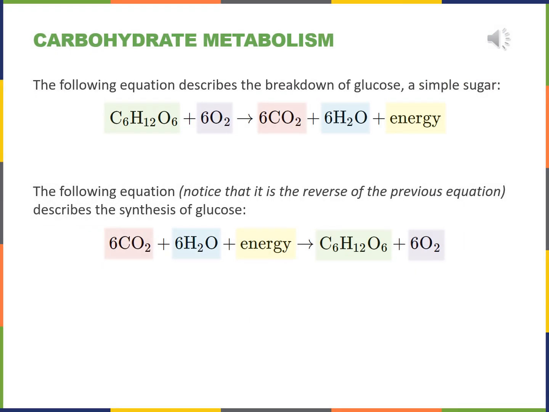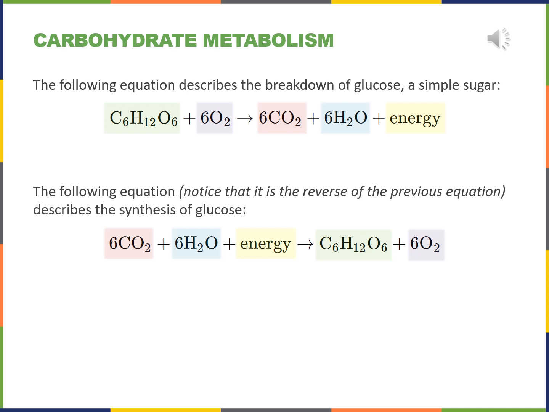Carbohydrate metabolism. Sugar is a simple carbohydrate. Metabolism is a series of chemical reactions. Sugar metabolism is a classic example of the many cellular processes that use and produce energy. Living things consume sugar as a major energy source because sugar molecules have considerable energy stored within their bonds. The following equation describes the breakdown of glucose, a simple sugar. One glucose molecule plus 6 oxygen molecules are converted into 6 carbon dioxide molecules plus 6 water molecules plus energy.